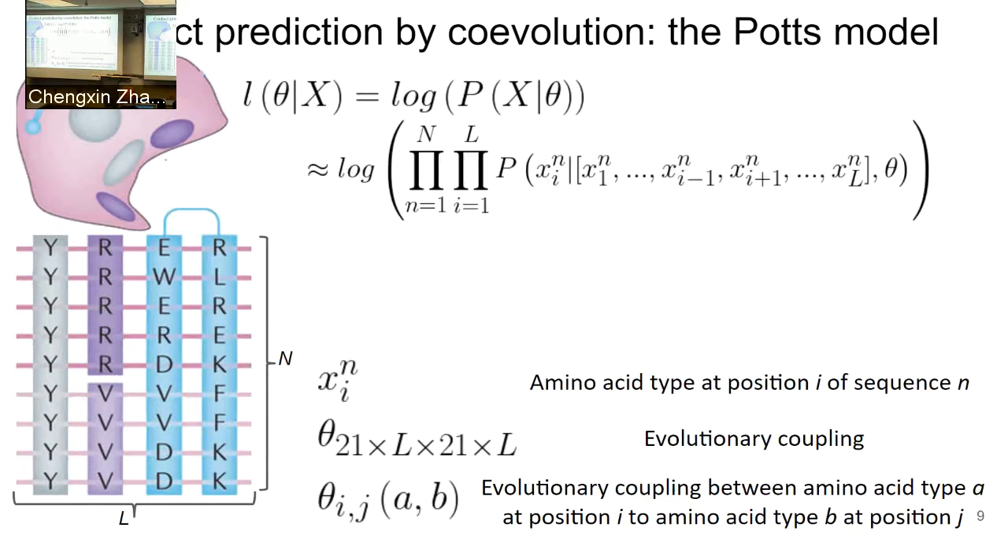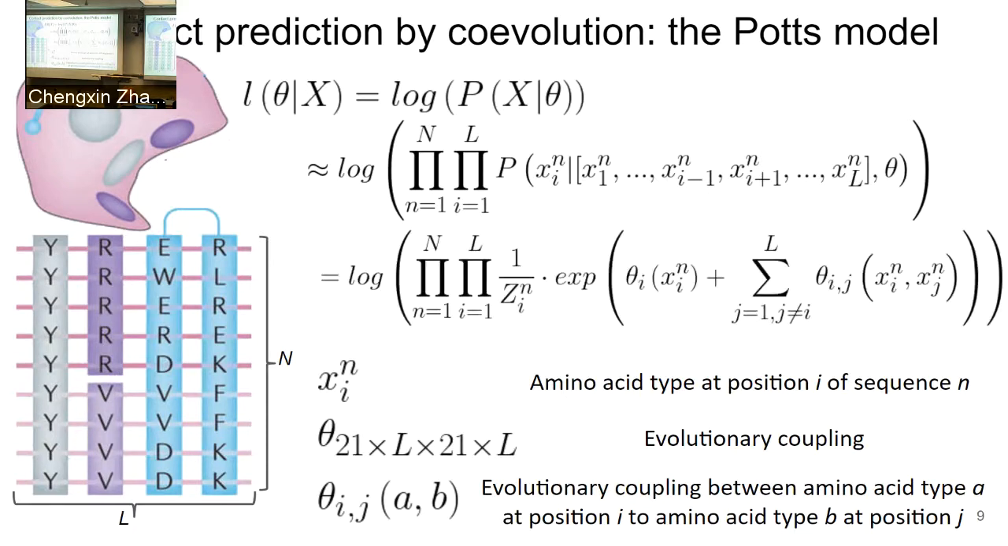We can do this by maximum likelihood. We can use the chain rule to rewrite this into this, where x_in is the amino acid type at position i for the m-th sequence. Then this probability can be expressed like this. We can put the product outside as a summation. Then this can be solved by maximum likelihood estimation.